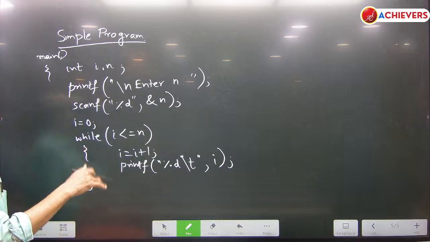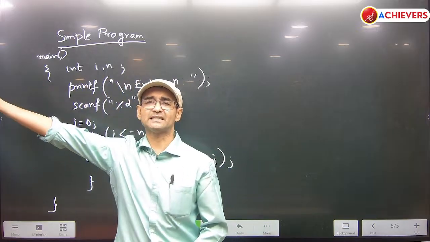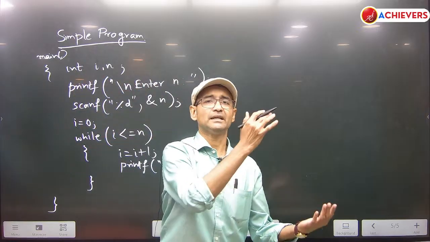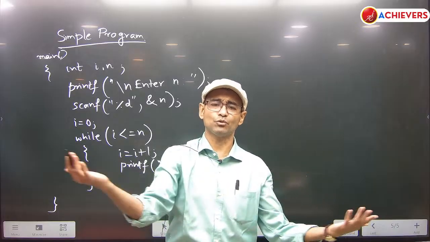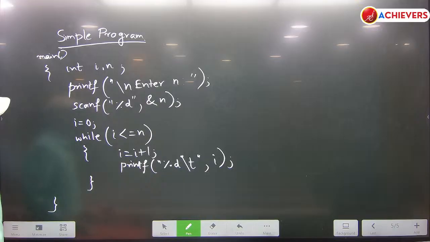So it will print up to n. If n is 7, it will print 1, 2, 3, 4, 5, 6, 7. If you take 5, it will print 1, 2, 3, 4, 5 and so on. So that's the simple logic.